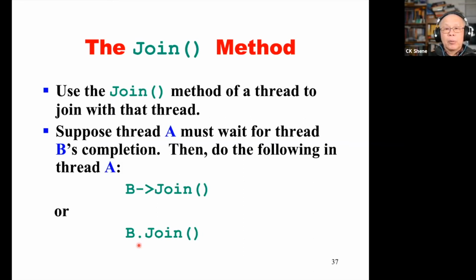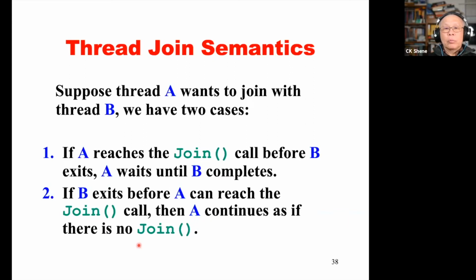It's not the other way around. So thread join is very similar to process wait. Suppose thread A waits to join with B. We have two possibilities. If A reaches the join call before B exits, that is, when A calls B's join, B is still running, then A waits until B completes. If B exits before A can reach the join call, then A continues as if there's no join.